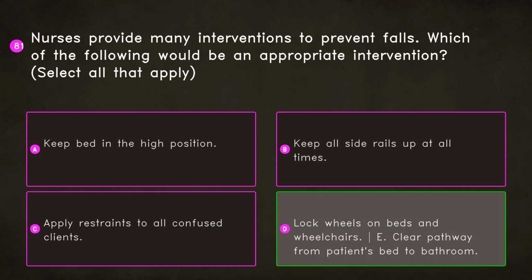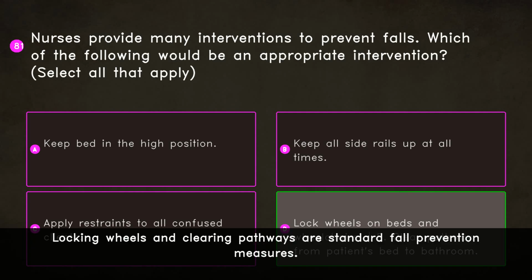The correct answer is lock wheels on beds and wheelchairs. E. Clear pathway from patient's bed to bathroom. Locking wheels and clearing pathways are standard fall prevention measures.